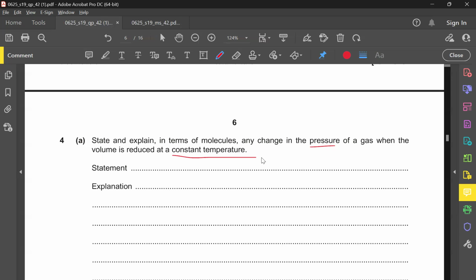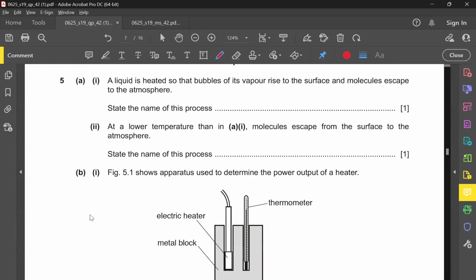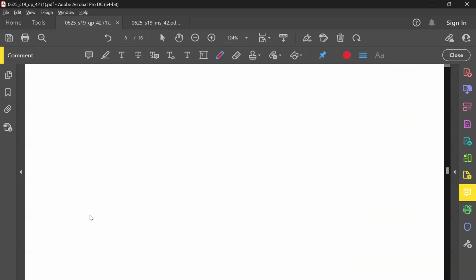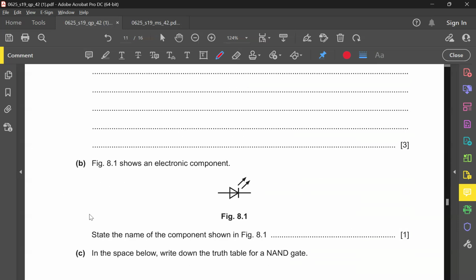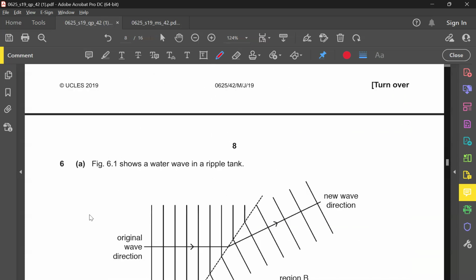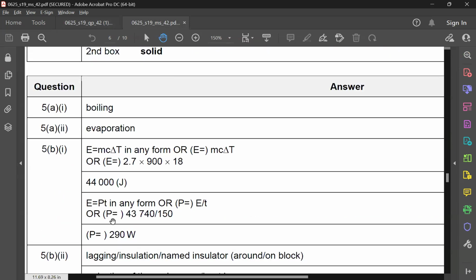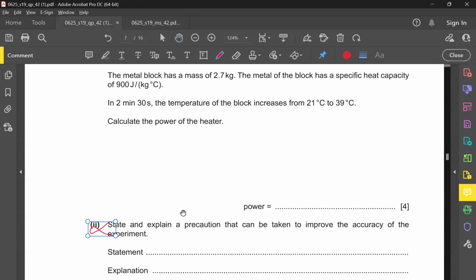Is P equals V equals to... Volume decrease of... For 5B2, you can ignore it. Close, not close enough. It's 290.